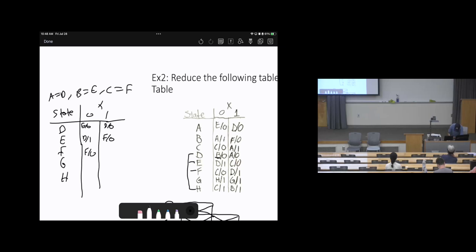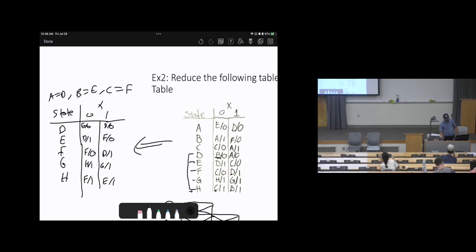Then D over 1. G, H over 1. G over 1. Then H, C over 1. C is equivalent to F, so it will be F over 1. Then B over 1, B is equivalent to E, then it will be E over 1. So that's how the reduced table will look like. So then we have converted this to this. Okay, does this make sense? Any question?